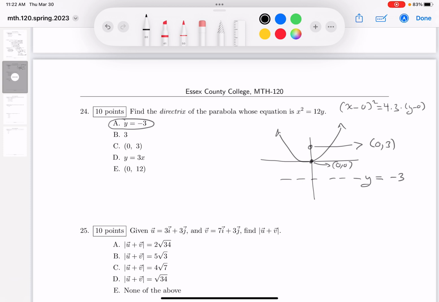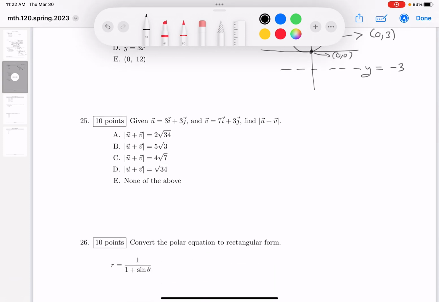All right, let's go to the next question. The next question says you have two vectors, u and v. They want you to add them together and get their length. So let's put this down first. The vector u plus the vector v is equal to, let's see, 10i. It's a unit vector. And 3 plus 3 is 6i. 6j, I mean.